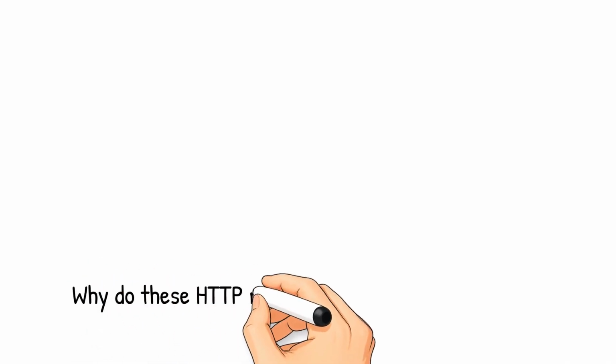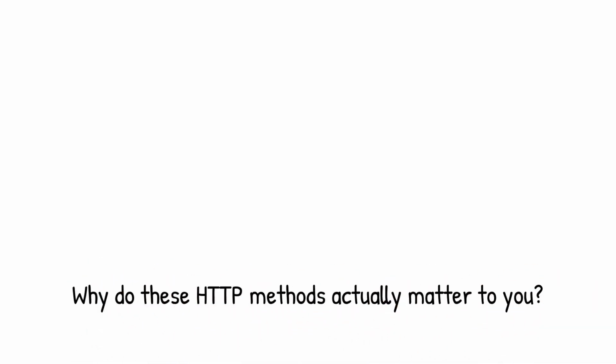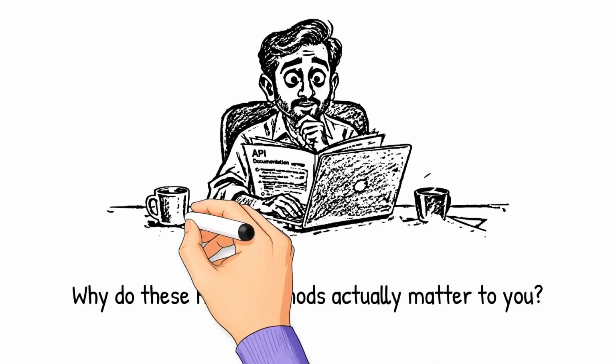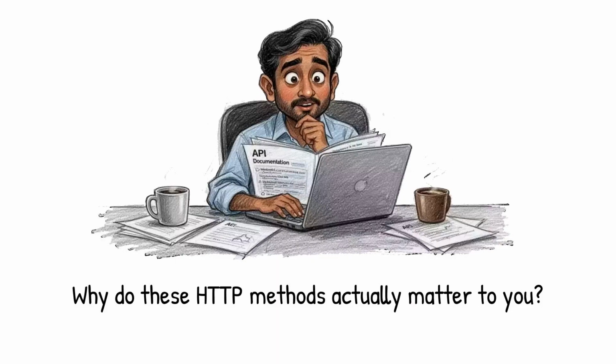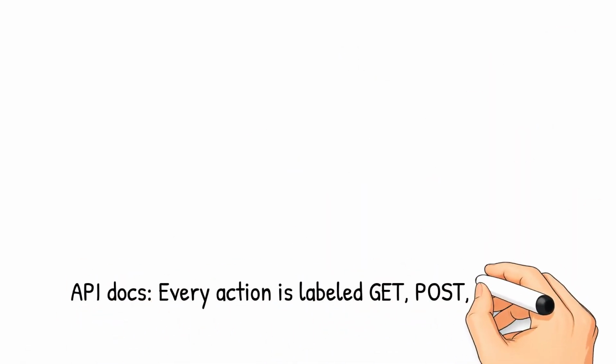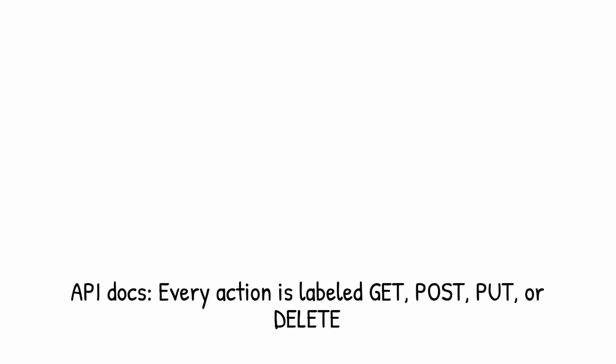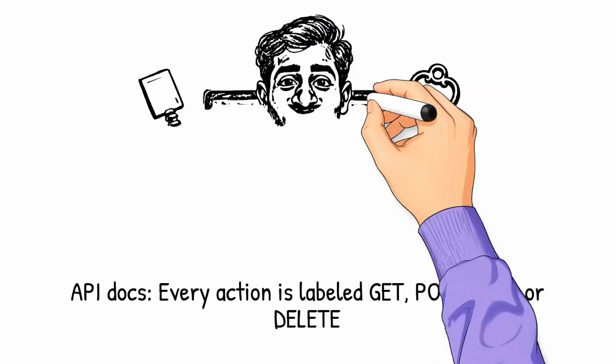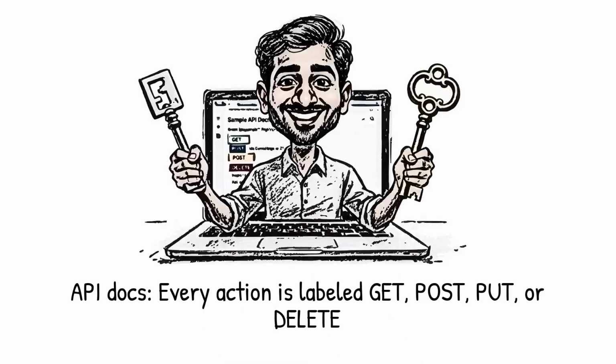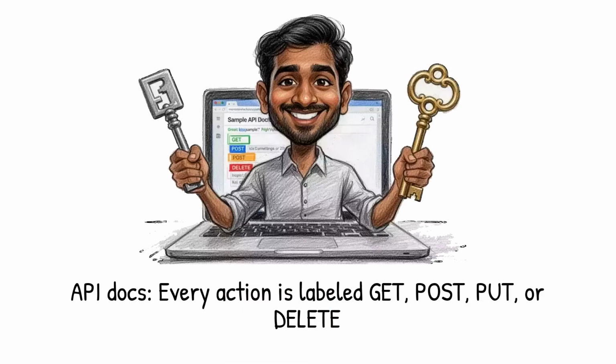Now, why does any of this actually matter to you? Two very real reasons. First, the moment you start reading API documentation, and one day you will, every single action is labeled with one of these methods. When you see the word get next to something, you instantly know it just reads data. See post, and you know it creates something. See delete, and you know it removes something. It's like suddenly being handed the key to read the labels on everything.